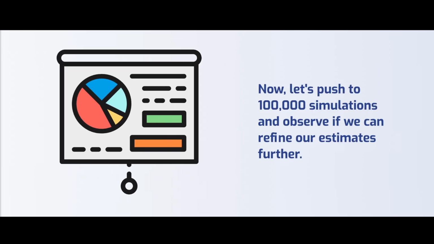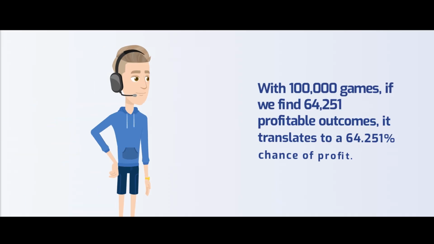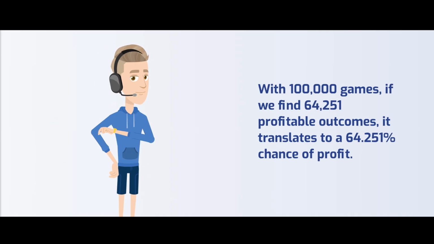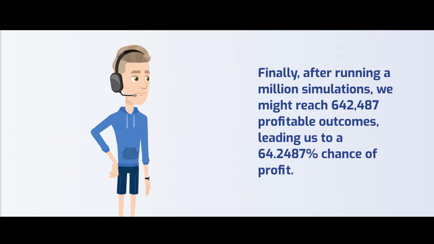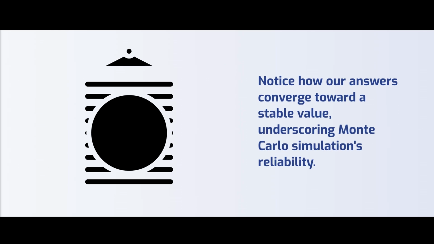Now, let's push to 100,000 simulations and observe if we can refine our estimates further. With 100,000 games, if we find 64,251 profitable outcomes, it translates to a 64.251% chance of profit. Finally, after running a million simulations, we might reach 642,487 profitable outcomes, leading us to a 64.2487% chance of profit. Notice how our answers converge toward a stable value, underscoring Monte Carlo simulation's reliability.